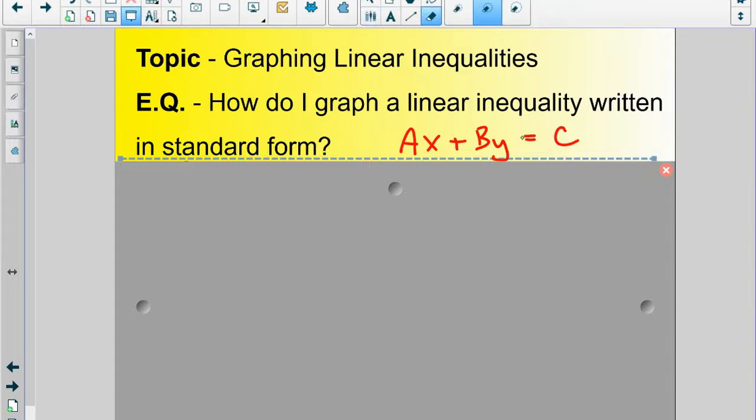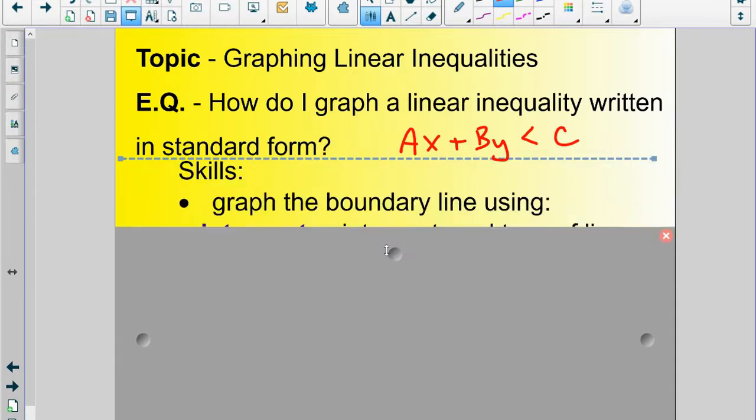Now, the only difference today is we're not going to be dealing with equations. We're going to be dealing with inequalities. So you're going to see an inequality symbol instead of an equal sign. So we're going to talk about how to graph the solutions to these linear inequalities in today's lesson.